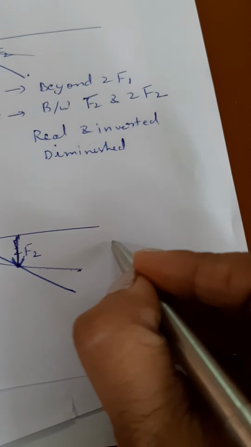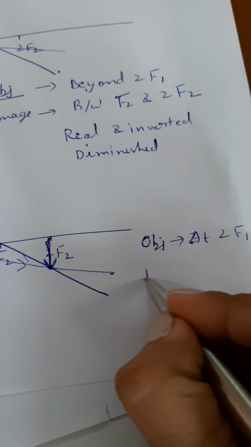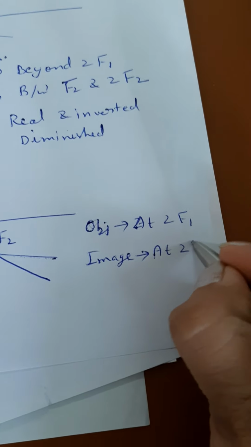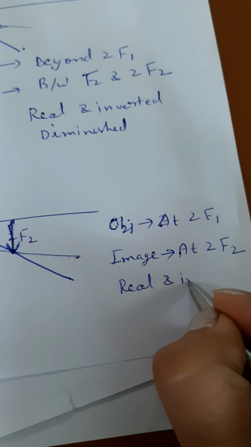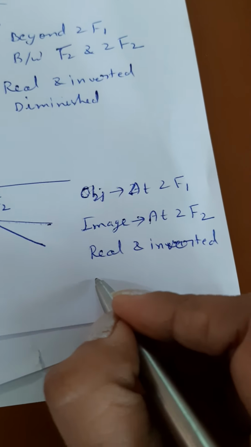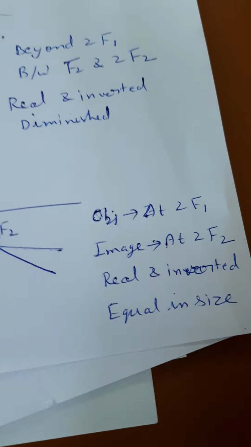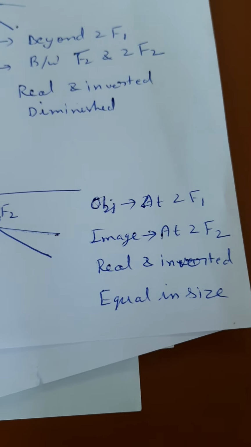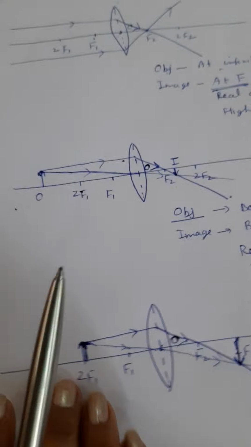So what is the position of the object? The object is at 2F1, and the image is at 2F2. Okay, what kind of image? Real and inverted. One more thing, it is equal in size, not diminished or enlarged. So you can check your diagram, it should be equal. Okay. Now come to the next one, the fourth one.